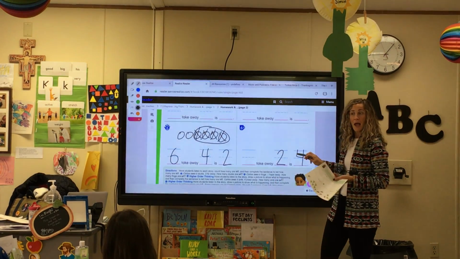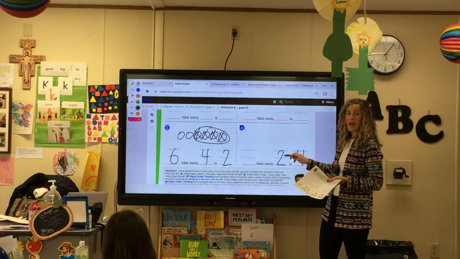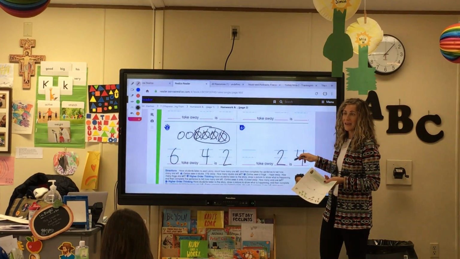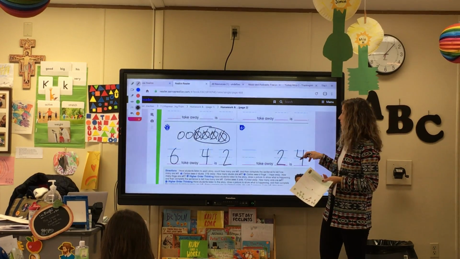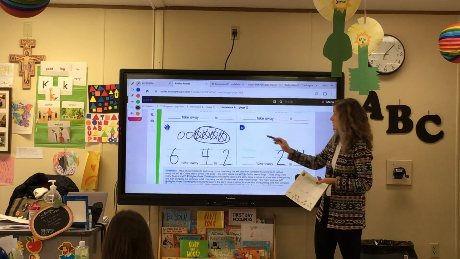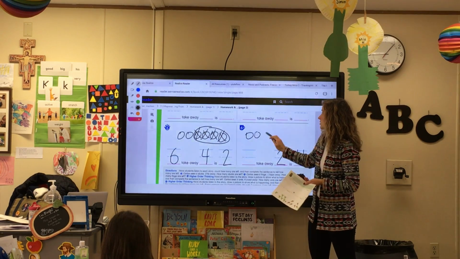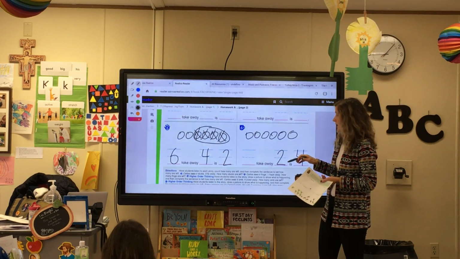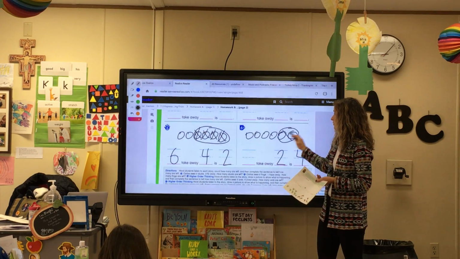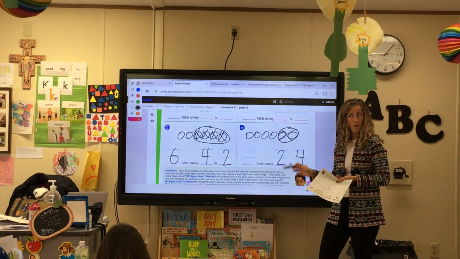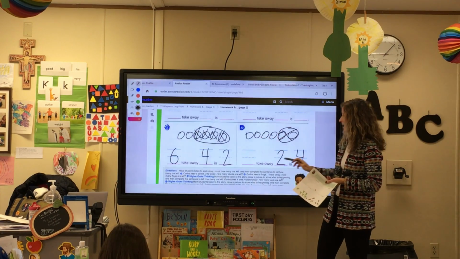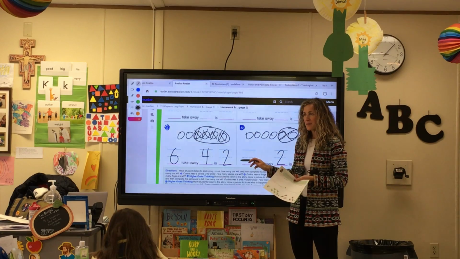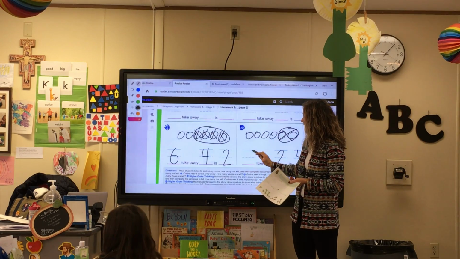Because guess what? All we had to do is add these 2 numbers, and that tells you the answer. Because 4 plus 2 is actually 6. So if I start off with 1, 2, 3, 4, 5, 6, and then take away 2, what am I left with? 4. Okay? Isn't that cool?